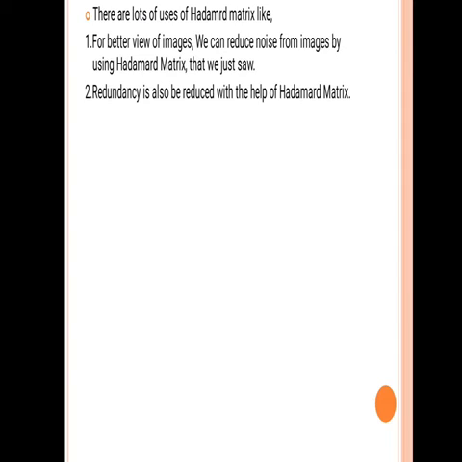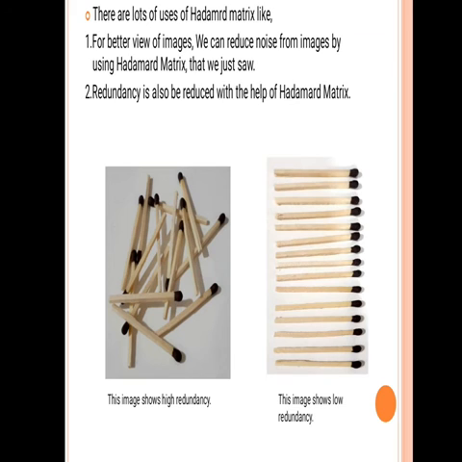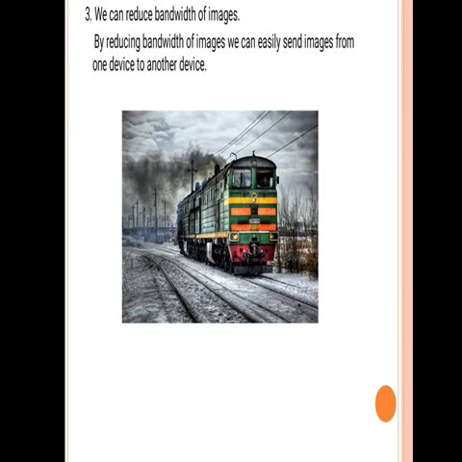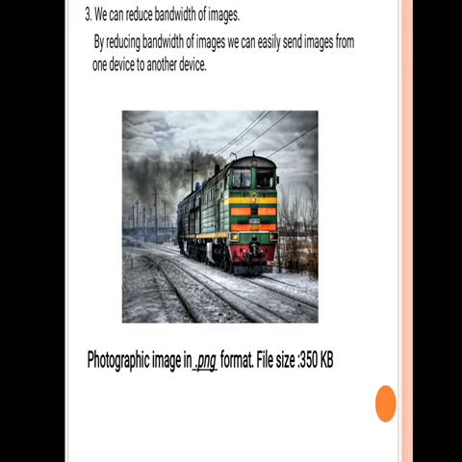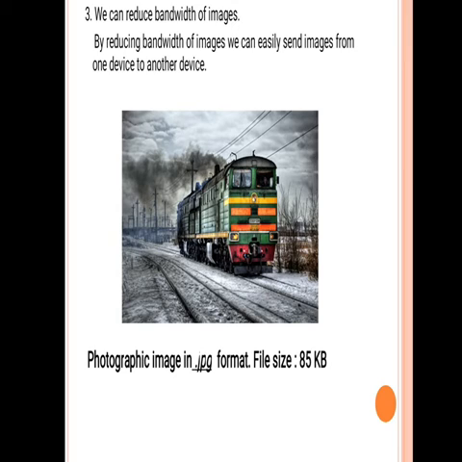So redundancy can also be reduced with the help of Hadamard matrix. I explain it with matchsticks. The first image shows high redundancy while the second image shows low redundancy. We can easily reduce bandwidth. In this image, bandwidth is high. Its size is 350 KB. We can do Hadamard transformation and then we get a low bandwidth image with a size of only 85 KB. Both images are different in size.